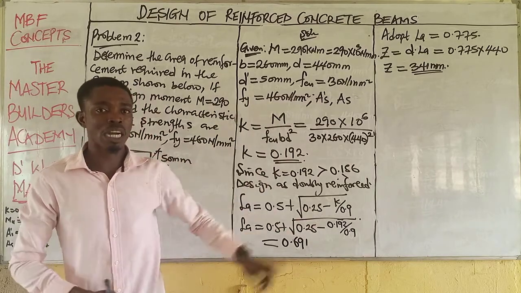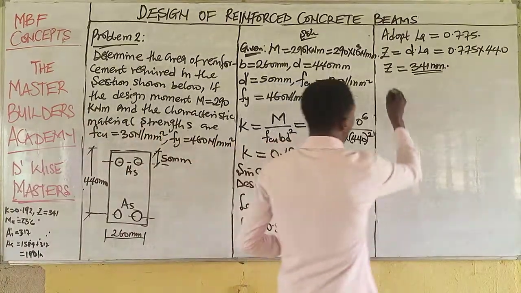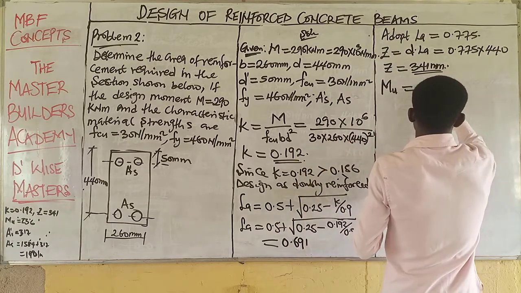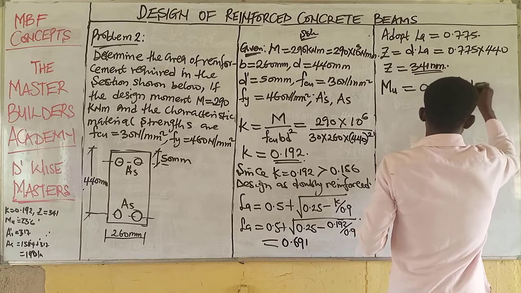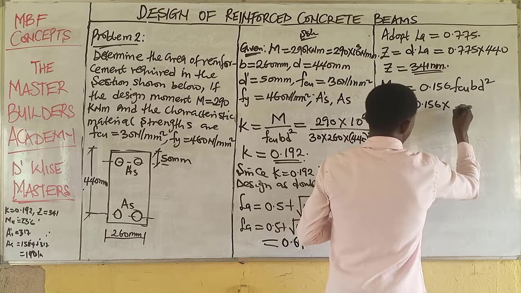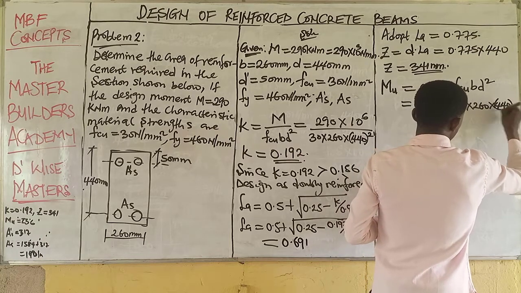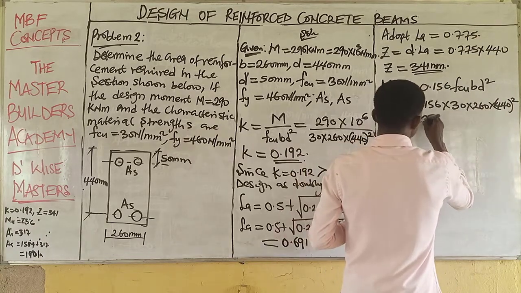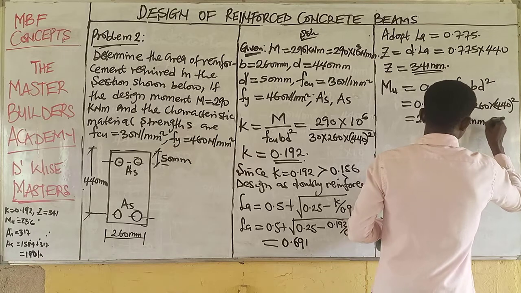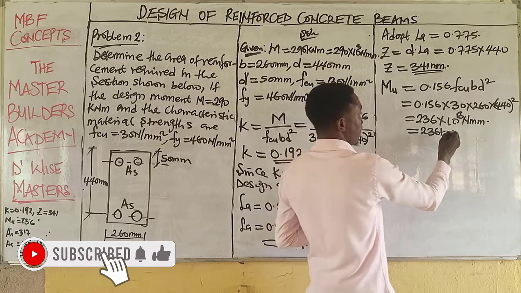Let's validate as we calculate the moment. It must be calculated once you are designing a doubly reinforced concrete beam. So we have the ultimate moment of resistance of the concrete equal to 0.156 fcu b d squared. So Mu would give us 0.156 multiplied by 30 multiplied by 260 multiplied by 440 squared, and this is 236 multiplied by 10 raised to the power 6 Newton millimeter. To convert this to kilonewton meter, you divide by 10 raised to the power 6.